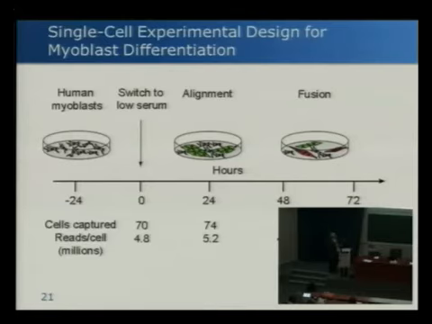Okay, and then this shows what they did: they did 4 different time points. So a 0 time point, and then 24, 48, and 72 hours. This was, again, done on the C1 instrument, so you can capture up to 96 cells. This shows the number of cells captured in each of the C1 runs, and this is the reads per cell in terms of millions of reads per cell. So they went to a depth of like 4 to 5 million reads. You notice over here that the capture rate went down. That's because at 72 hours you're starting to get fusion of cells, so you're starting to get some larger cells in there.